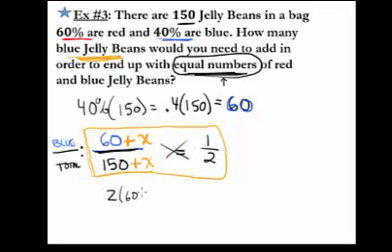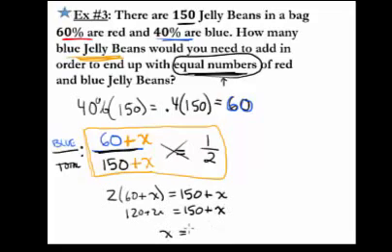So we have 2 times 60 plus x equals 150 plus x. We end up getting 120 plus 2x, okay, equals 150 plus x, and we end up with x equals 30. So the answer is that we need to add 30 blue jelly beans. And if we do, then they'll be half and half, blue and red.